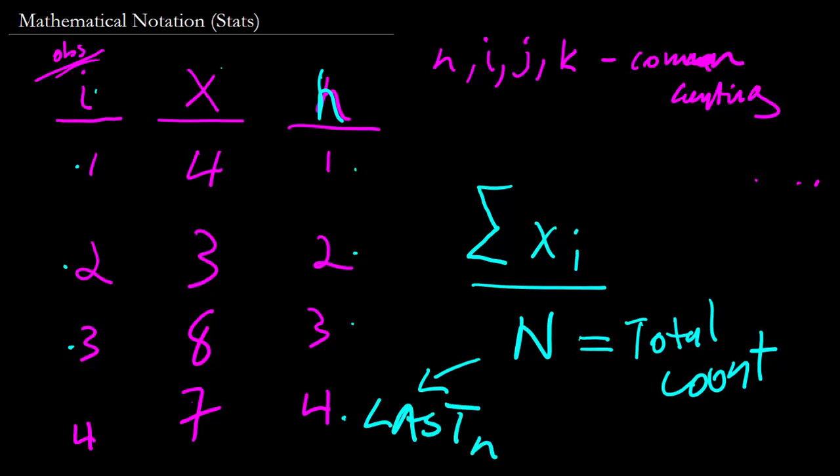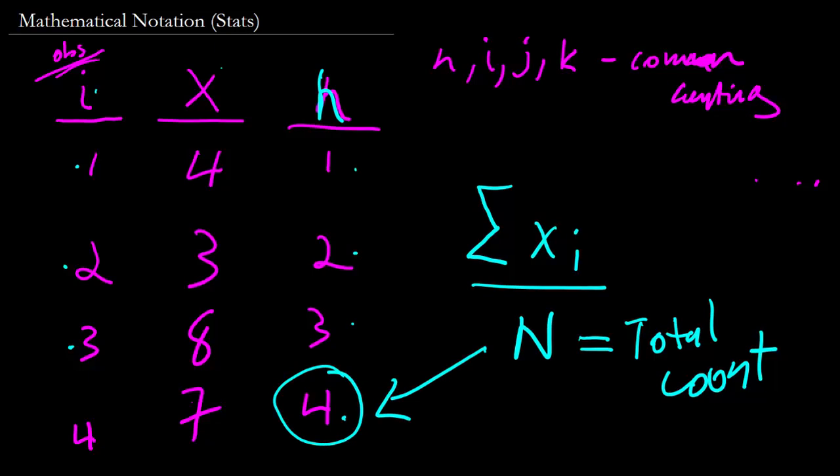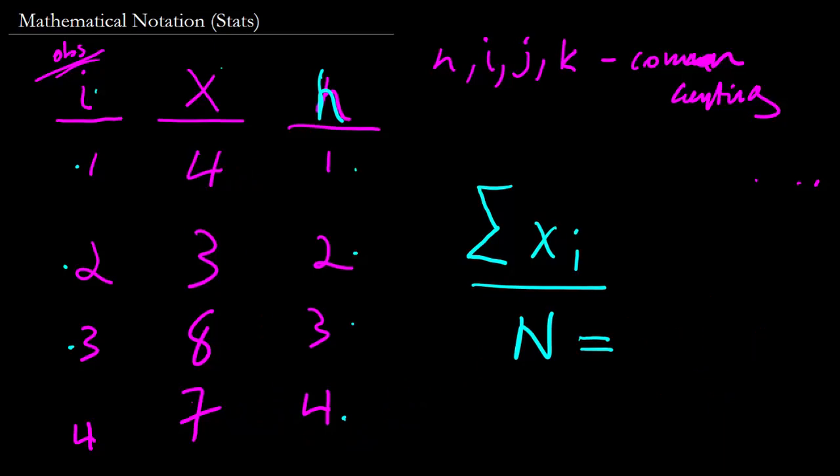Why the last n? Because the last n also represents the total count. What does that mean? It means there are 4 total observations: 1, 2, 3, 4 total observations. The capital N just denotes that we are grabbing the last n, or the total number of observations. All right, so this is going to equal 4. I can delete all of this. So this is going to equal 4.